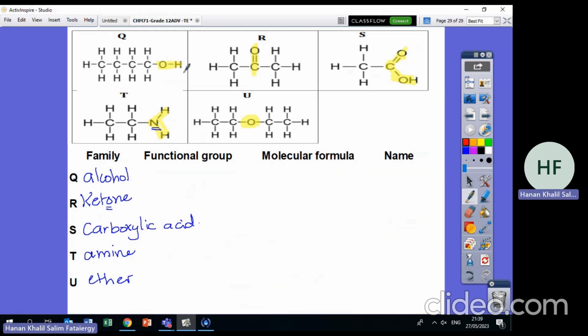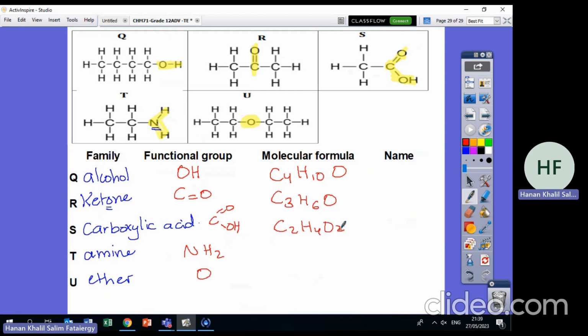Now let's do the functional group. Functional group اللي أنا عملت لكم عليهم highlight. يعني هون عندنا OH، هون عندنا C double bond O، هون C double bond O and OH، هون NH2 وهون O. Formula is the easiest. Count. We have C4, H, 4 plus 4 plus 2, this is 10, and this is O. This one is C3, H6O. This one is C2, H4, O2. This is C2H7N, and the last one is C4H10O. Okay, now how do we name it?